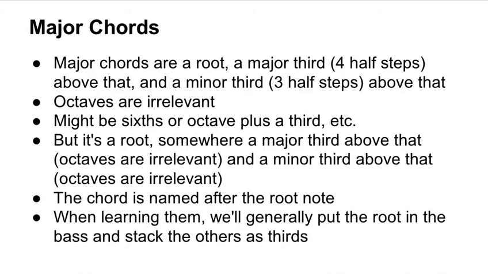If you've got A, F sharp, and D, the way to arrange those so that it's thirds is D to F sharp is a major third, F sharp to A is a minor third, so D, F sharp, A, so that is a D chord.